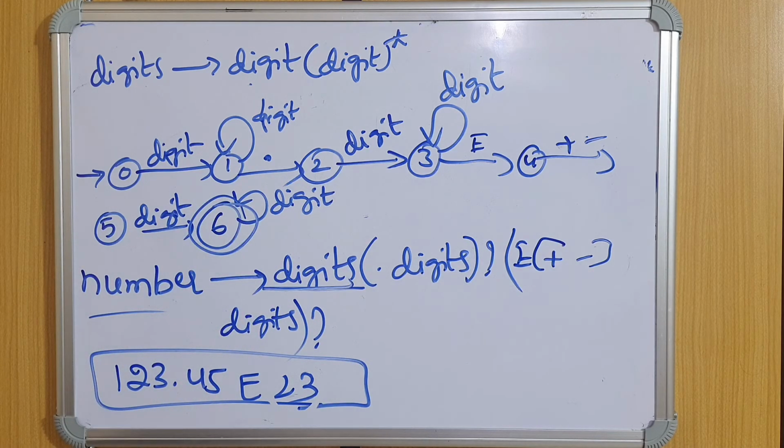This is a transition diagram for recognition of the numbers. With this, recognition of tokens is finished. So we have 5 types of recognition of tokens: the first one is recognition of identifiers, then delimiters, keywords, relational operators, and numbers. Thank you.